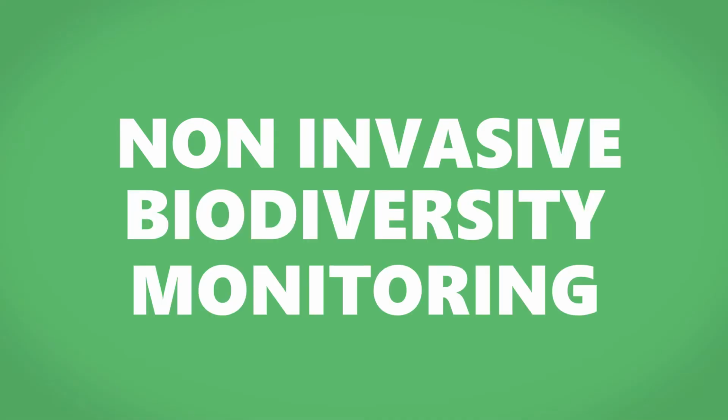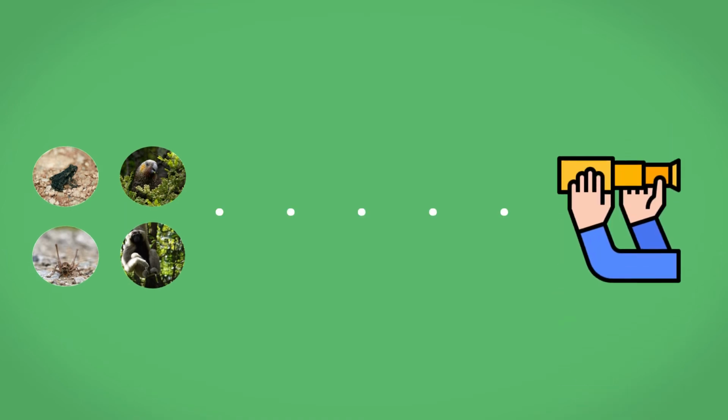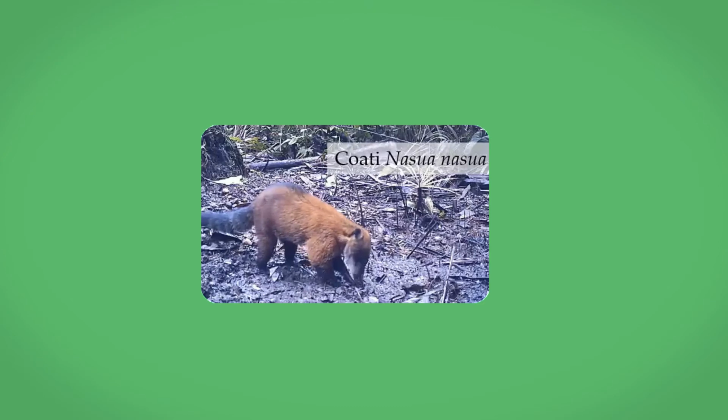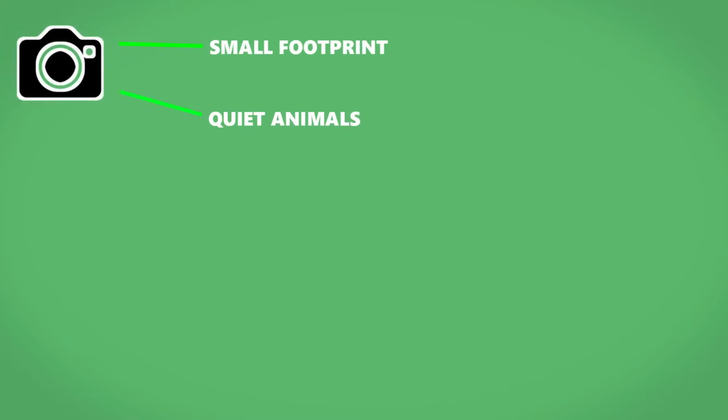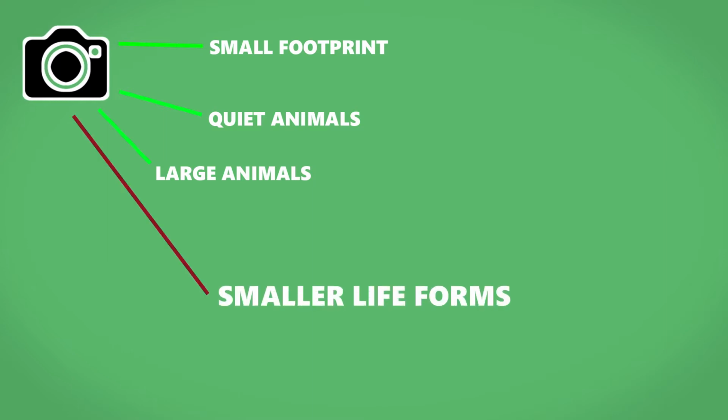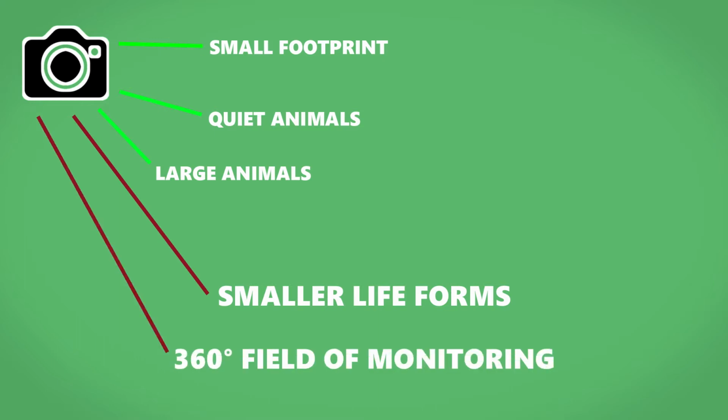Non-invasive biodiversity monitoring, where we have a bunch of different animal species and we want to study them without disturbing them. There are multiple ways to achieve this. Currently, we have camera trap technology planted throughout many of Earth's ecosystems. As seen in the video, this is great for tracking larger animals that tend to stay quiet, and as a plus, camera traps generally have a small footprint. However, they also have some shortcomings. This is why researchers want to explore acoustic monitoring as a way to fill in these gaps.